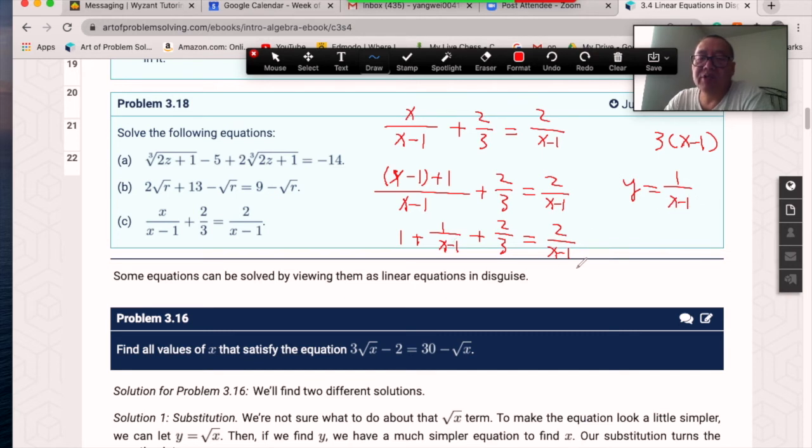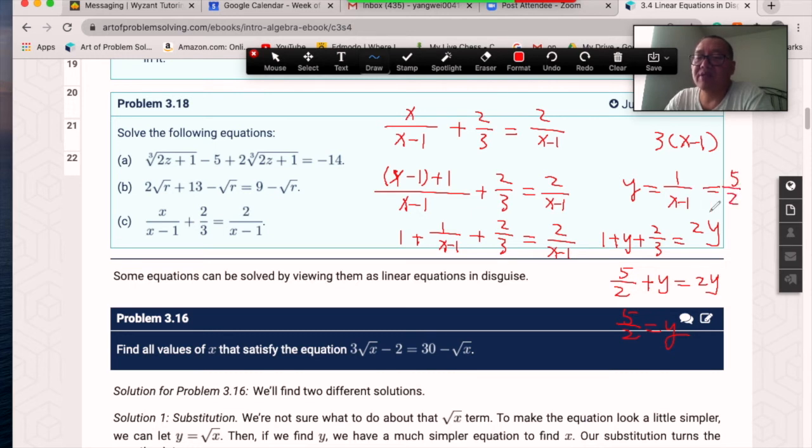Then this equation will simplify as 1 plus y plus 2/3 equals 2 times y, right? Because y equals 1 over x minus 1. So got this equation. First simplify both sides. So 1 plus 2/3 gives us 5 over 3 plus y equals 2y. So then subtract y from both sides. So we got 5 over 3 equals y, right? Then you plug this back. Y equals 5 over 3.